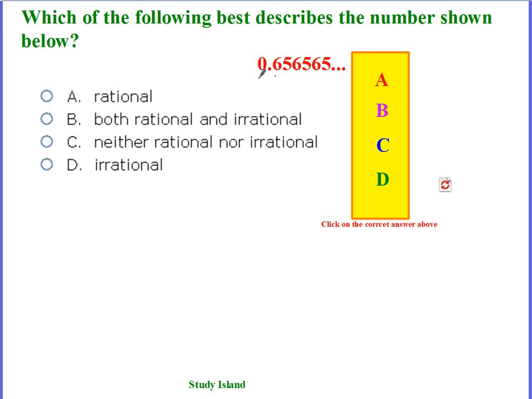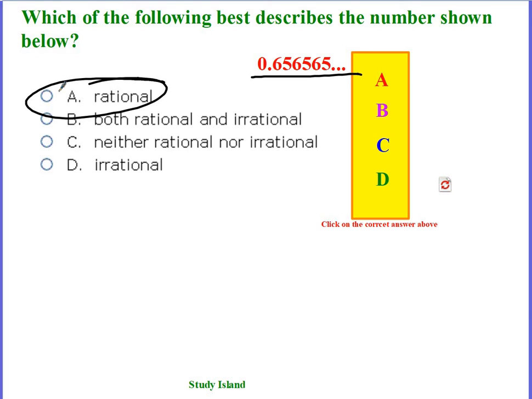All right, so if we're looking at this number here, we want to know, which one best describes it? Rational, rational and irrational, neither rational nor irrational, or irrational. Well, because it repeats and goes on forever, the correct answer in this case would be rational.